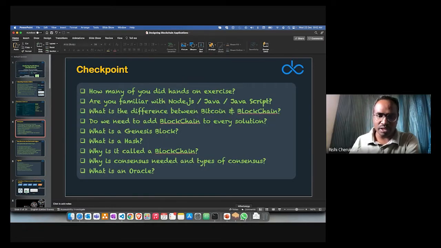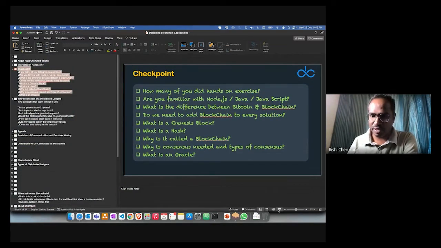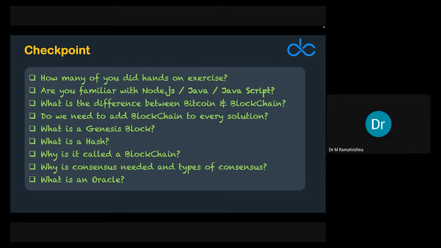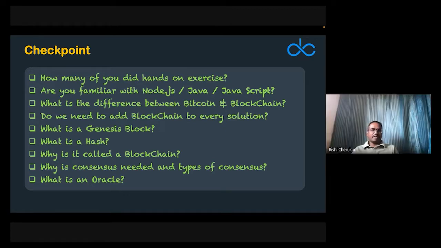That's okay, sir. Let me move on to the next slide. This will help build some context with the audience. Anyway, how many of you did the hands-on exercise? That's the poll that you're currently looking at. Maybe you can respond. It closes in the next few minutes. Are you familiar with Node.js, Java, JavaScript, Go, any of these languages to write smart contracts? I think no, sir. Okay.